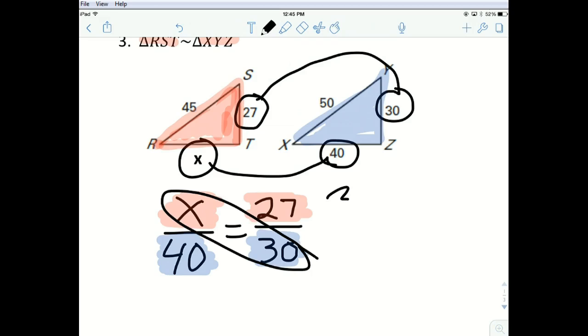We have to cross multiply to solve this. So it's 30x equals 40 times 27 is 1080. Divide both sides by 30.